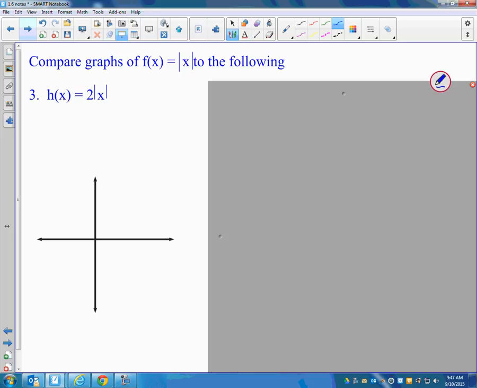Some people always go back to XY charts with stretches and shrinks because they know the shape is changing, and that's okay. I just want to talk to you today about if you don't want to make an XY chart every time, how you can use this. If you know what the original graph looks like, you can still do this one without always making an XY chart.